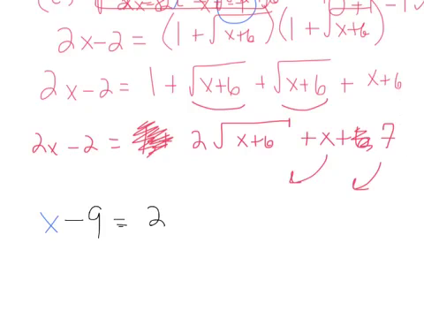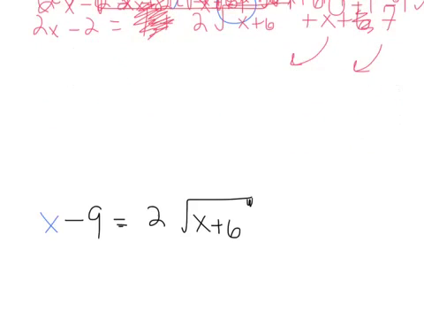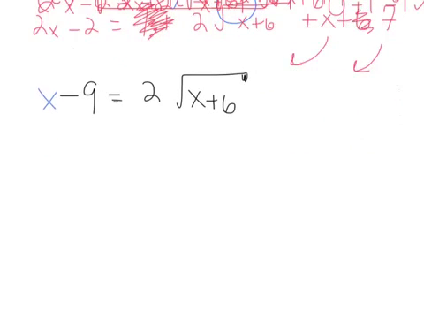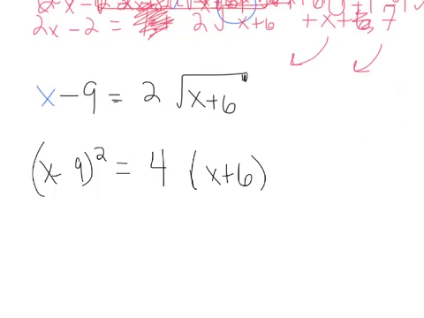And that equals parentheses 2 times root x plus 6. Now, at this point in time, we have to square both sides again. Let's go ahead and square both sides of this now. So squaring both sides, we're going to see that we get x minus 9 quantity squared equals, it's going to become a 4, and this is going to become x plus 6.